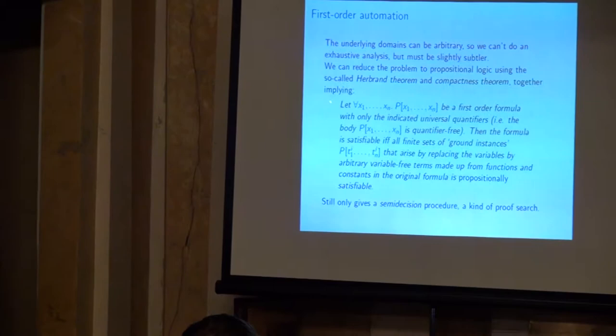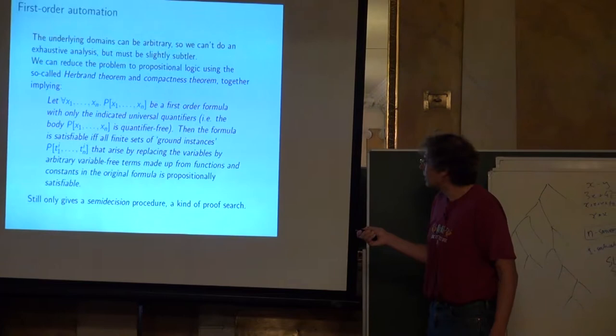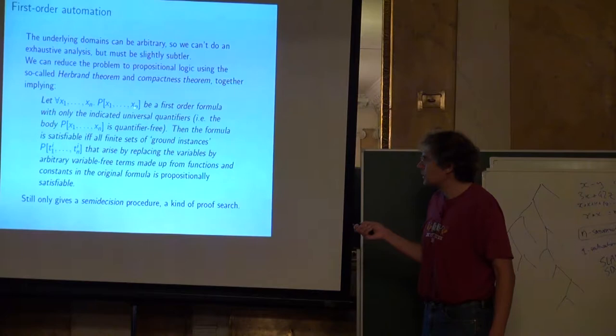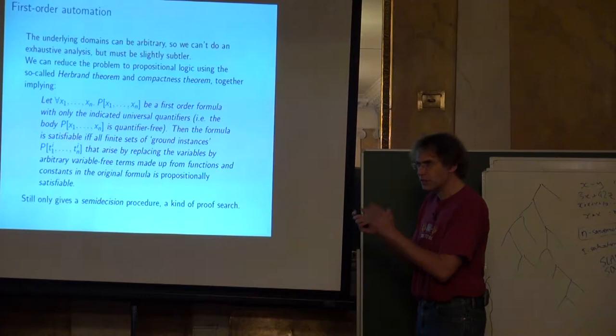But this is the top line statement which I've tried to make somewhat precise. So suppose you have the following first-order formula, where you have a bunch of universal quantifiers for all x1 up to xn, and then some formula which does not itself involve any quantifiers. So this is assuming you've done all the pre-processing and Skolemization first. And so our task is to decide the satisfiability of this formula.